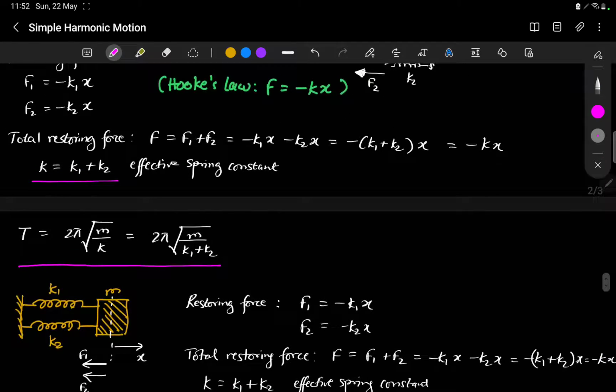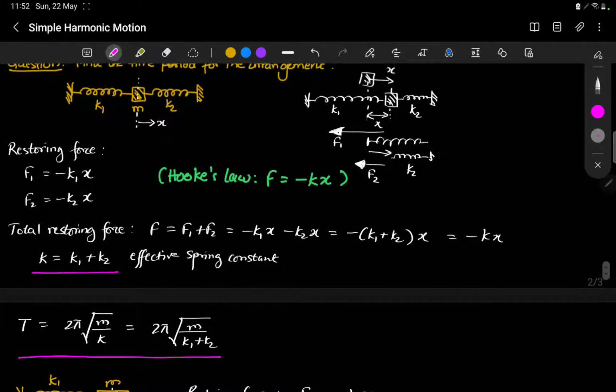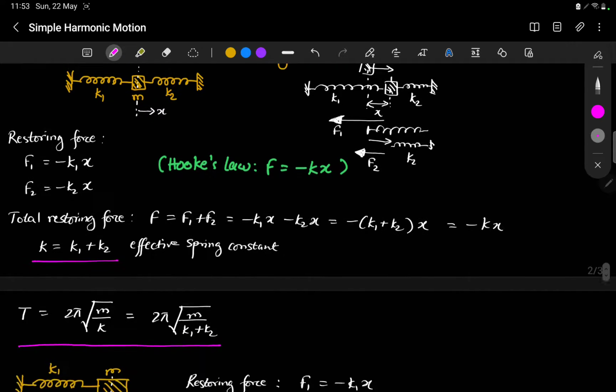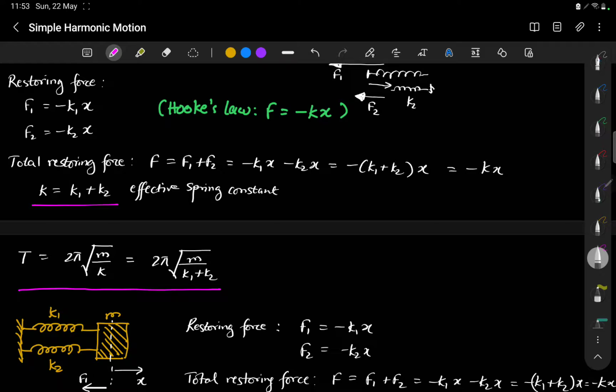So this configuration right here is similar or the same as this configuration over here, and this configuration is what is known as springs in parallel. So this is springs in parallel.